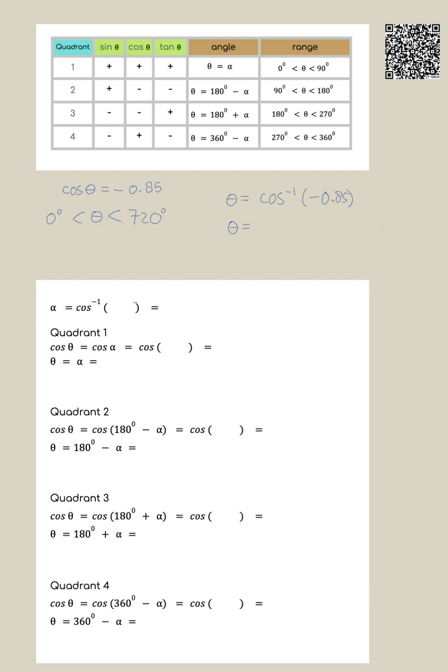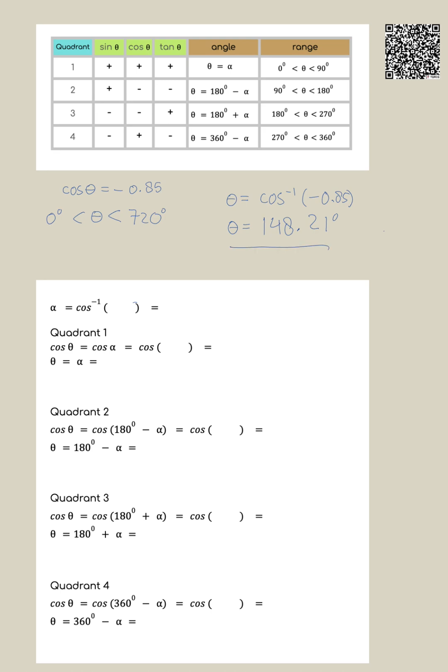Then we can simply press on the calculator, inverse cosine negative 0.85, then close the bracket. The number that we get is 148.21 degrees. So that's the value of theta we get from the calculator.